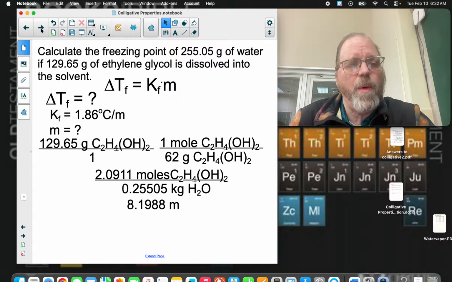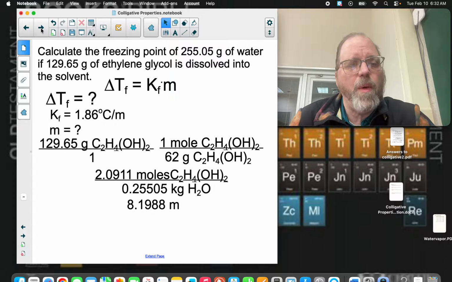Now that's, remember, 1.86 is a constant, so it's not significant. Change, and we're freezing, so we're going down. So T of F is going to be the T final prime pure minus delta T of F. So that's going to be 0 minus 15.250, which is going to be negative 15.250. So it's going to drop down to negative 15.250 degrees Celsius. All right, good to go.